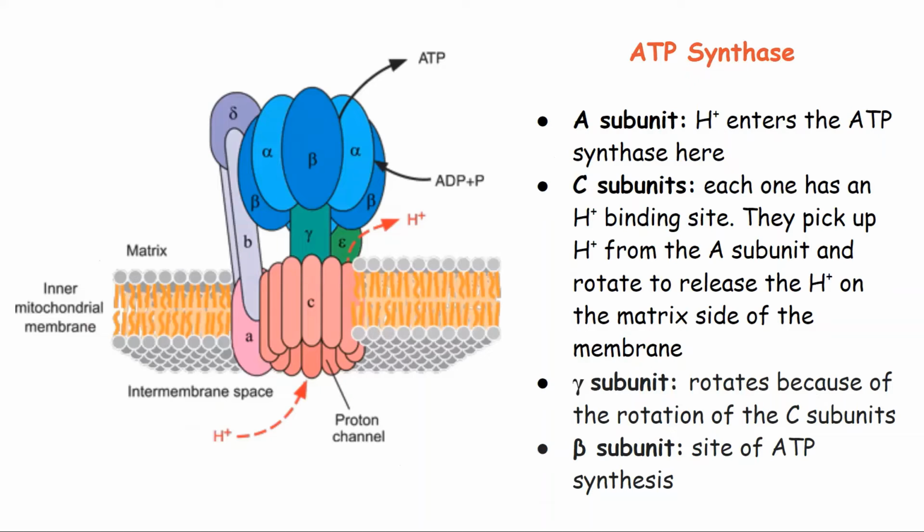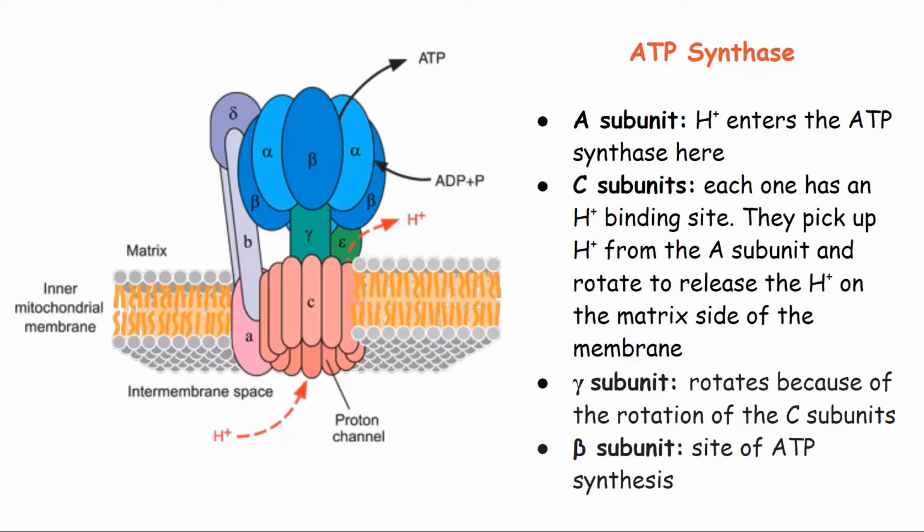The A subunit passes the hydrogens to the C subunits. And each ATP synthase has 8 to 15 C subunits. Each C subunit has a hydrogen bonding site, which is where the hydrogens go after they come in from the A subunit. When the hydrogens come into the C subunits, they rotate around, which we'll get into more detail later. And so this rotation allows them to release hydrogens on the other side of the membrane, which is the matrix side.